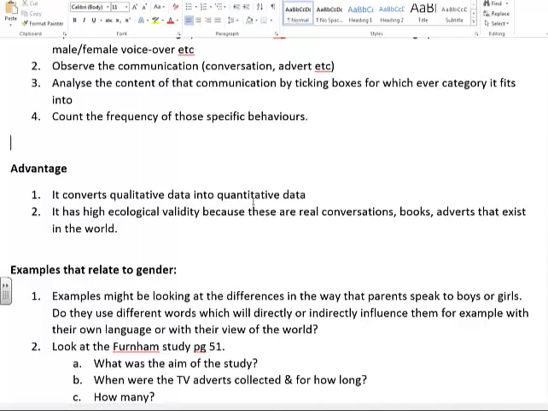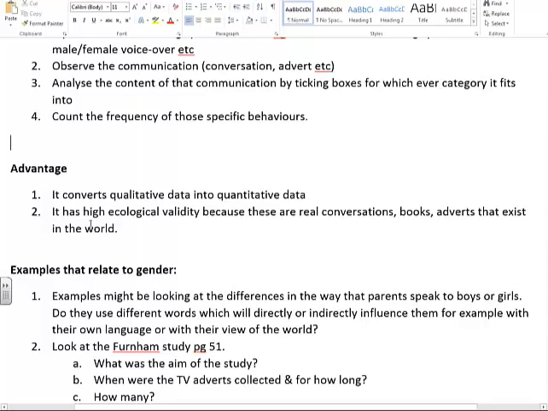How many times was the male the main part, had the main role in an advert, for example? How many times was the voiceover female, things like that? How many times is the main character female, male, whatever? That gives us quantitative data.